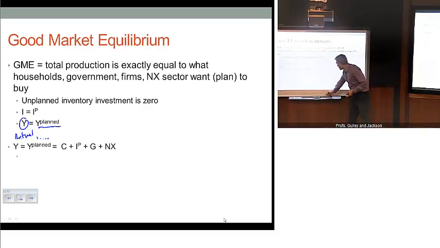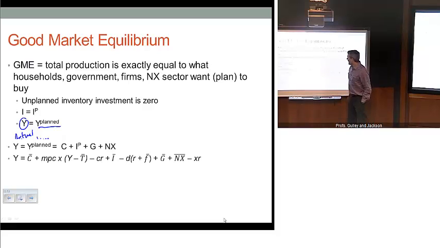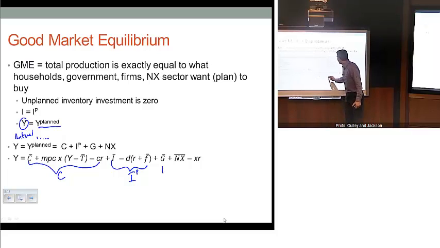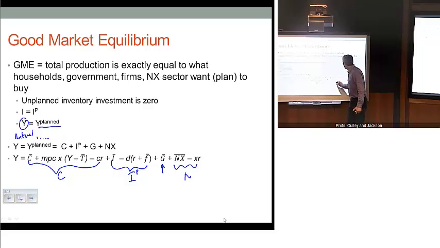And so if we put those two pieces together, setting a goods market equilibrium simply says, let's assume the total amount of production is exactly equal to what households, firms, government, and the net export sector want to buy, planned income or planned total production. So we set y equal to c plus planned investment plus g plus net x. And if we do this, we have these slightly more complicated expressions for consumption, there's our planned investment, and of course we have government spending there and our net exports there.